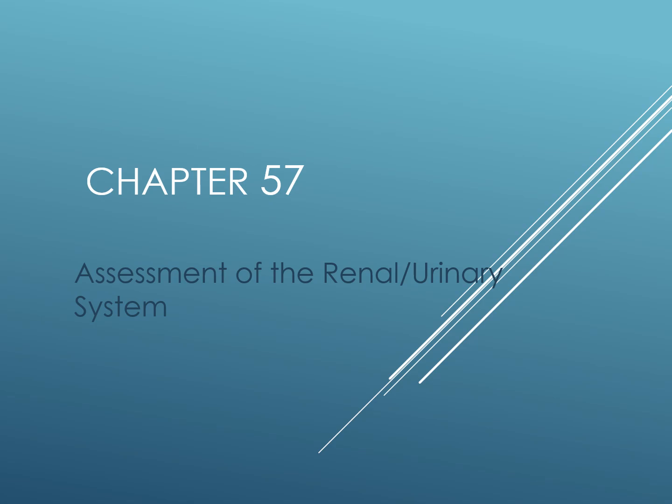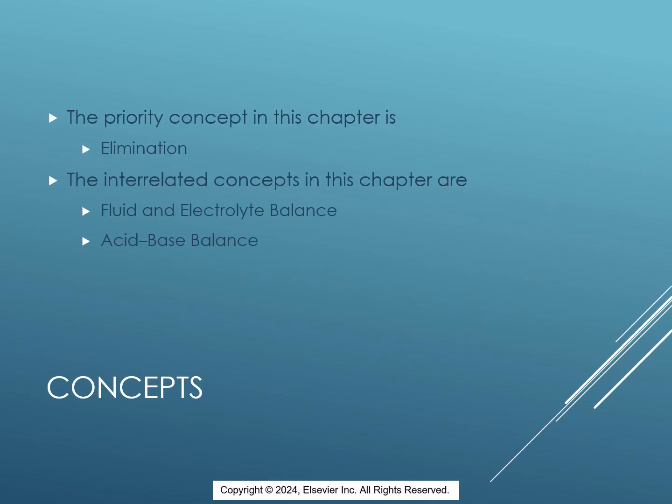Chapter 57, the assessment of the renal urinary system. The priority concept in this chapter is elimination. The main focus is on the renal system's role in eliminating waste from the body via urine formation and excretion. The interrelated concepts in this chapter are fluid and electrolyte balance and acid-base balance. These are closely tied to kidney function, as the kidneys regulate fluid volume, electrolytes, and pH balance.